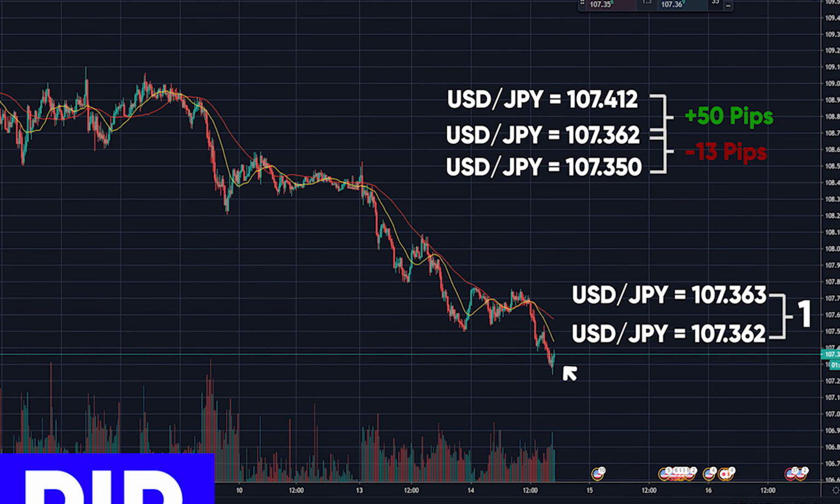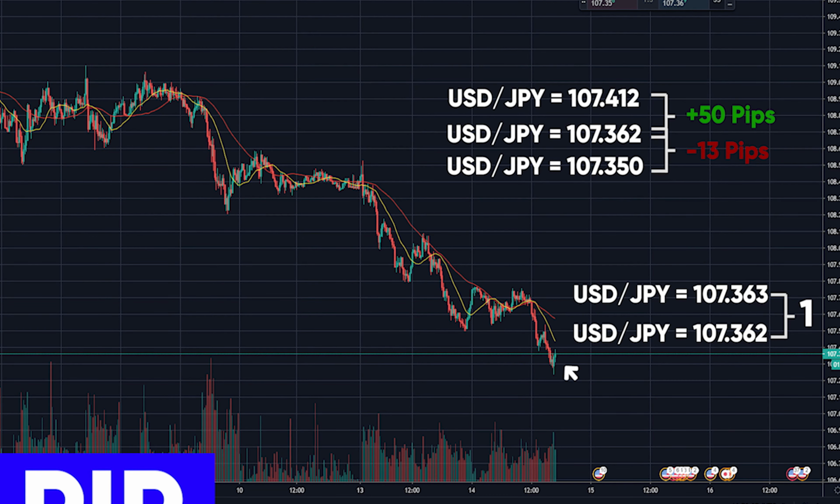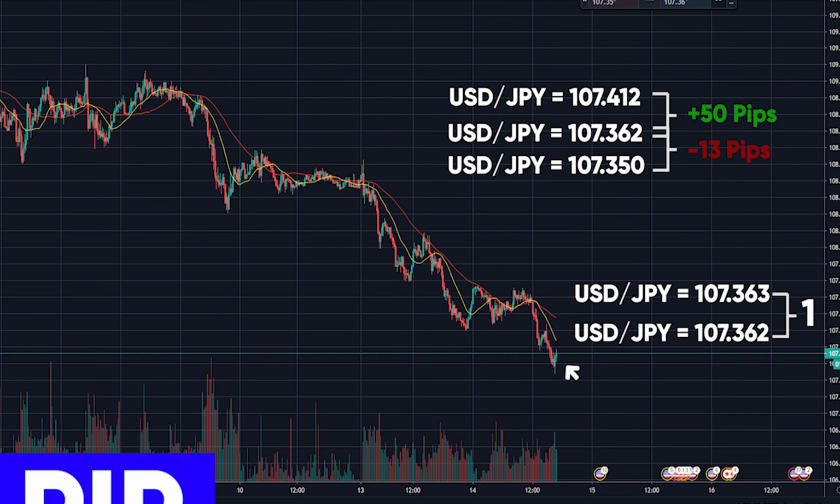Now let's consider the same position taken at 0.362. If the trade closed at 0.350, the trader would lose 13 pips because the price decreased. But if, for example, the trader took a very good analysis and forecasting of the price level and it eventually increased, let's say to 0.412, it could potentially profit by 50 pips.